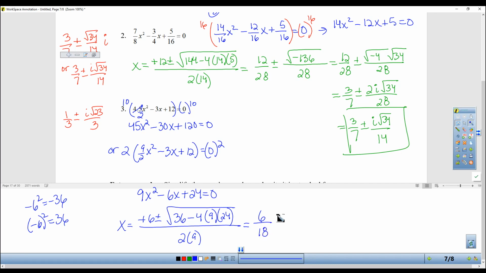Once again, I'm going to separate it into 2 separate fractions. And I'm going to figure this out here. 36 minus 4 times 9 times 24. 828.